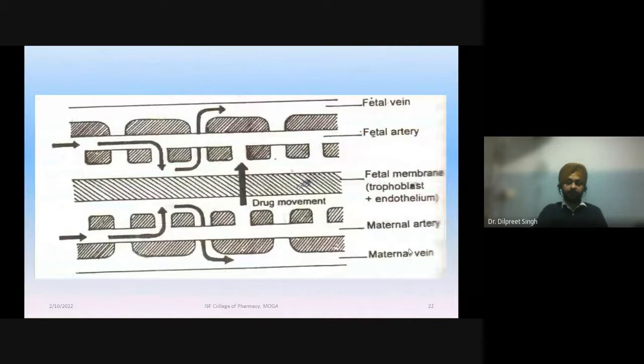This is the outline depiction of the placental barrier containing the fetal vein and fetal arteries, separated by the fetal trophoblast membrane, which supplies blood and nutrients to the fetus. It also contains the maternal artery and maternal vein, and it restricts the passage of several lipophilic molecules to the fetus, which prevents congenital defects in the baby.